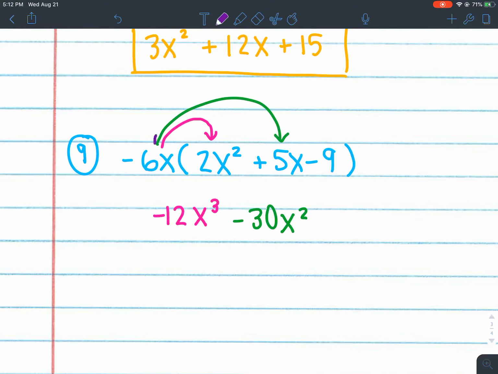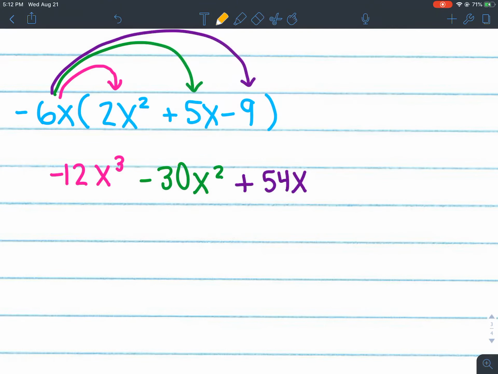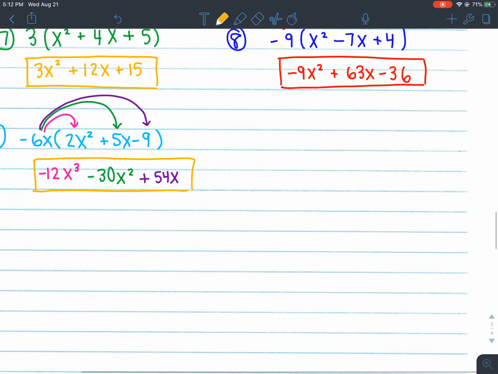And then lastly, we have negative 6x times negative 9. That's going to be a positive 54x. And you can't combine any like terms, so this is your simplified expression.